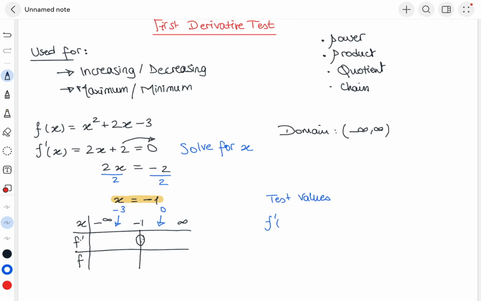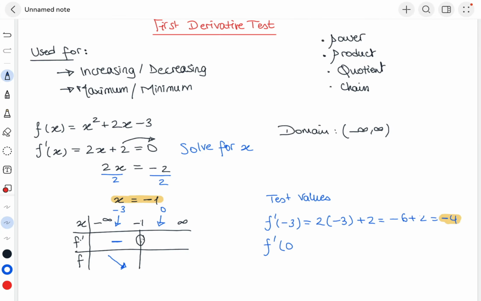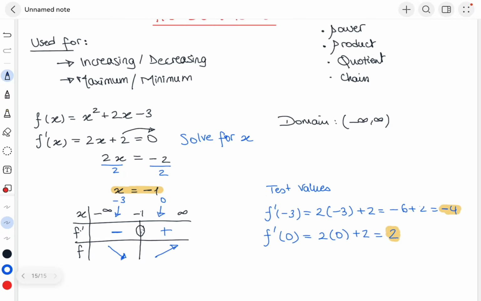So first we replace negative 3 into f prime. We'll have 2 times negative 3 plus 2, which means negative 6 plus 2, which is negative 4. As you can see here, our value is negative. So it's negative here, and our function is decreasing. Now, if we replace 0, we'll have f prime of 0 is 2 times 0 plus 2. 2 times 0 is 0, and we'll have 2. 2 is a positive number, so from negative 1 to infinity it's positive, then the function is increasing.